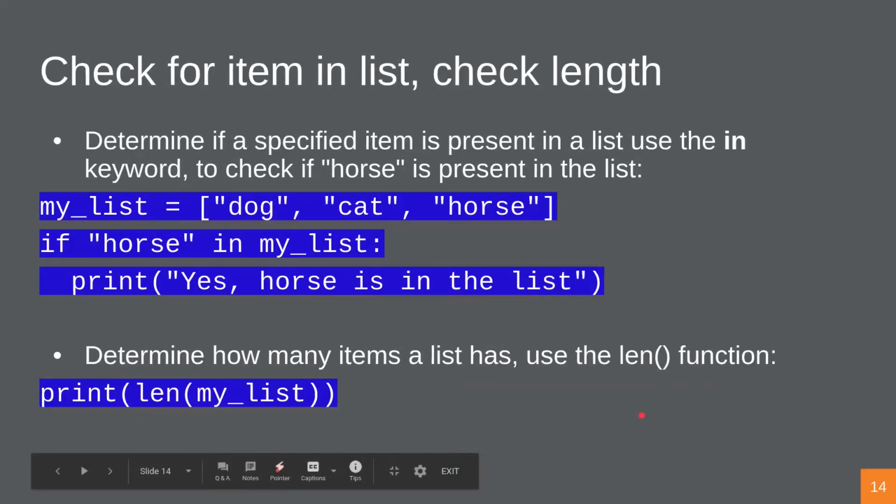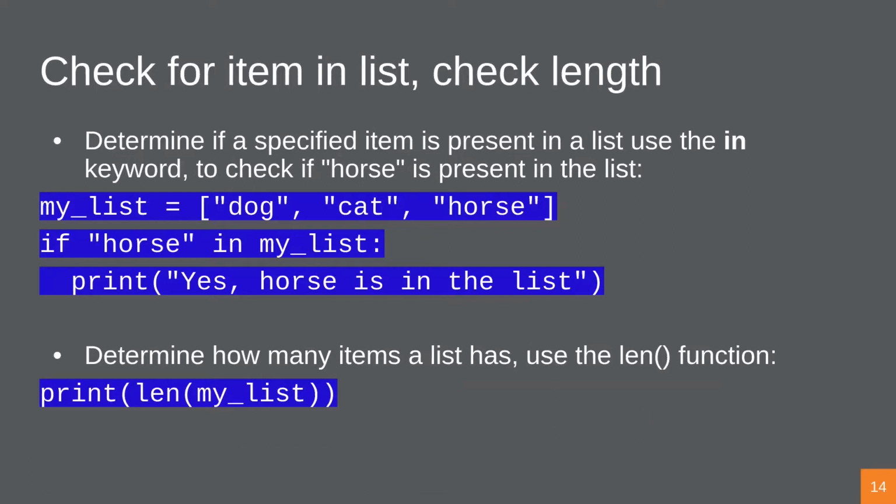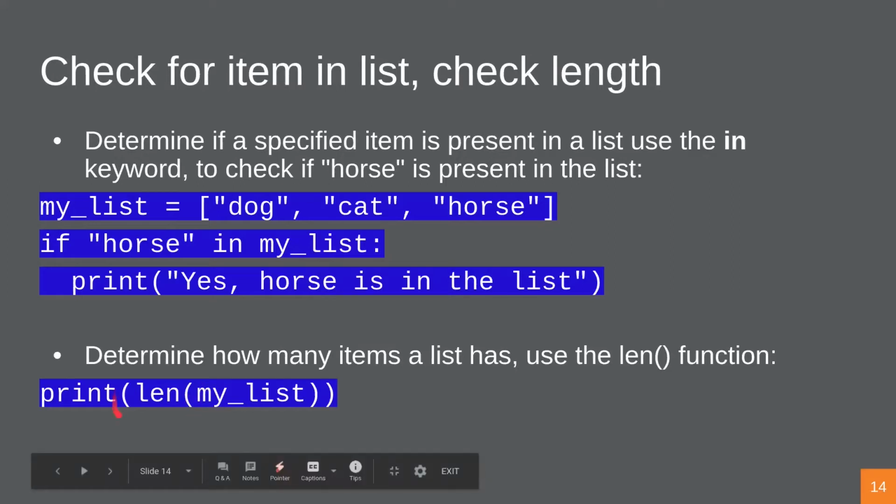So here's a function to check for a value. Let's do if horse in my list, print yes, horse is in my list. And obviously I've created a list, and inside it there is horse. So we can use this conditional to test for a value. We can also print the length with the length function there, and pass in the list into the length function, and then pass that into the print function.